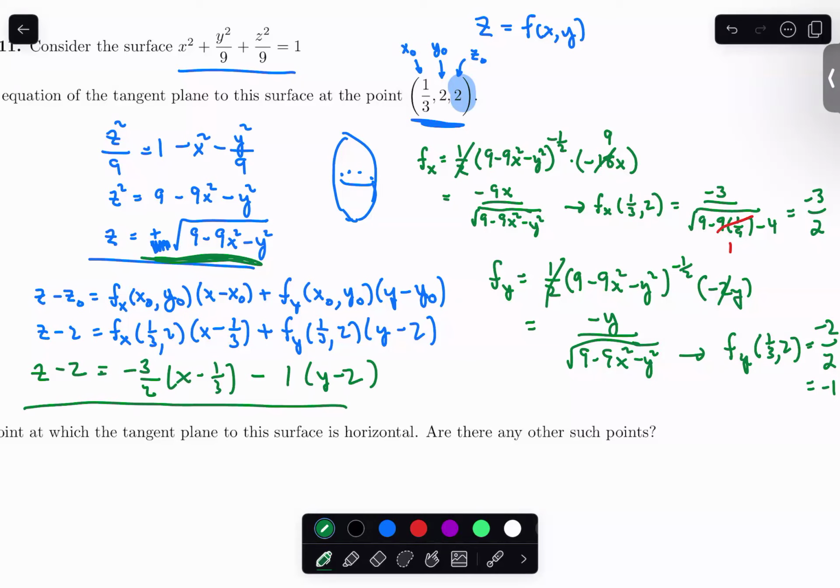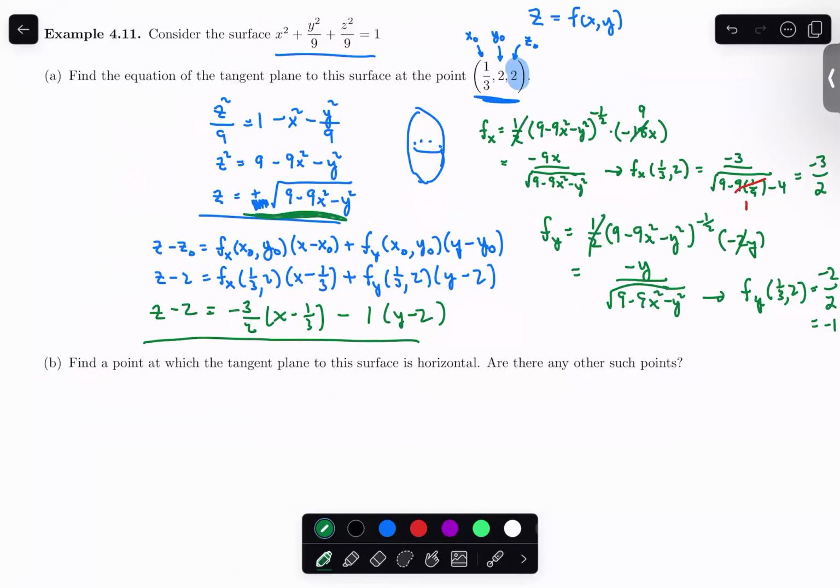Back in 12.5, we like to have maybe all of the variables on the same side. If you'd like to, you can rearrange that and get all of the variables on the same side. But this is the first place where we have the full tangent plane equation.